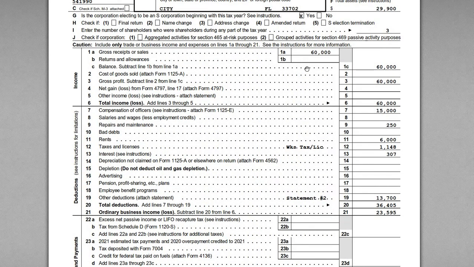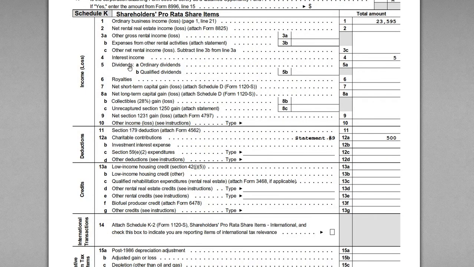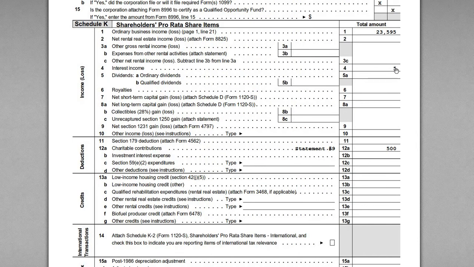So if we look at page 1 of the 1120S here, you'll note that we have $60,000 on the gross receipts line item, but there is no option to include interest income in line items 1 through 6. Interest income is a separately stated item of income. So if we look at Schedule K, shareholders' pro rata items, you'll note here that interest income has its own line item, line 4. That's where we report the interest. Okay, so we do not report interest income for this company on page 1. It's separately stated on line 4 of the Schedule K.